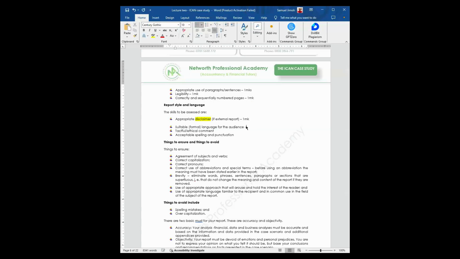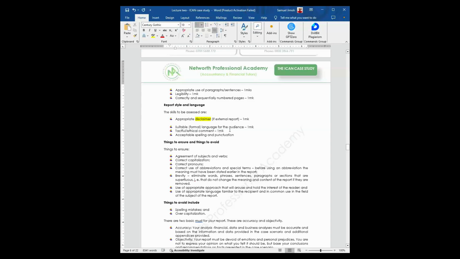Now, if you have used formal language, yes, it is a formal report, so you are expected to use formal language. That is 1 mark also. If you have used tactful and ethical comments in the report, that is 1 mark also. Ethical comment could be in such a way that you are not making an unethical statement or comment. You are not recommending your client to do something that is unethical, right?